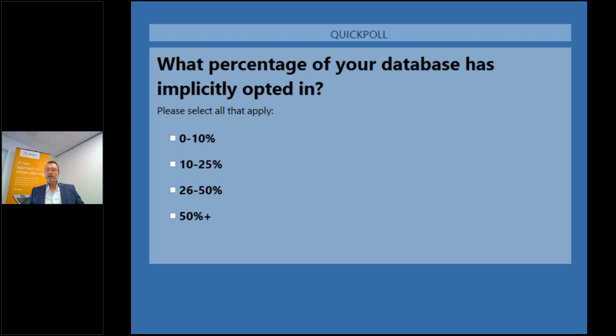What we really want to know is what percentage of your database has explicitly opted in. We said implicitly, excuse us, we mean explicitly. So do tell us. That'll be really interesting. We know where we sit as an organisation, so it'll be interesting to know where the wider industry is at as well. So let's share those results once they come to hand.